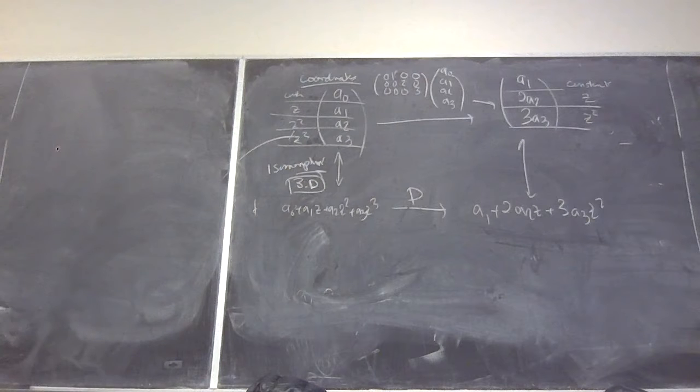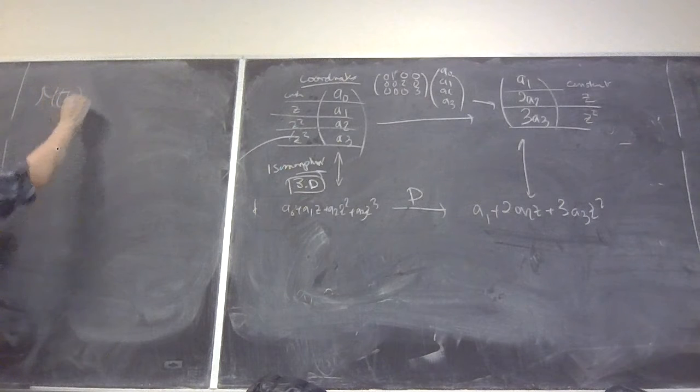Oh yeah, I should tell you that he also has a notation for this. M of T is the matrix of T.